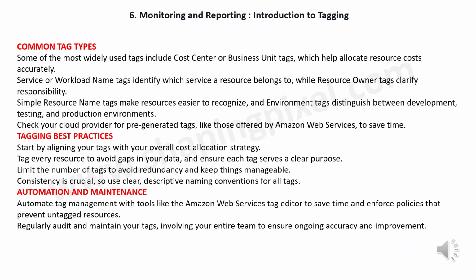Tag every resource to avoid gaps in your data and ensure each tag serves a clear purpose. Limit the number of tags to avoid redundancy and keep things manageable. Consistency is crucial, so use clear, descriptive naming conventions for all tags. Automate tag management with tools like the Amazon Web Services Tag Editor to save time and enforce policies that prevent untagged resources. Regularly audit and maintain your tags, involving your entire team to ensure ongoing accuracy and improvement.